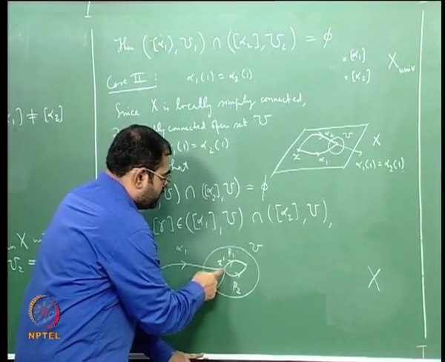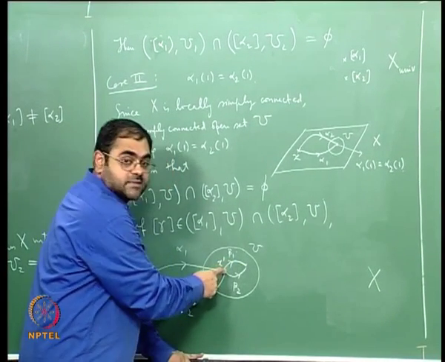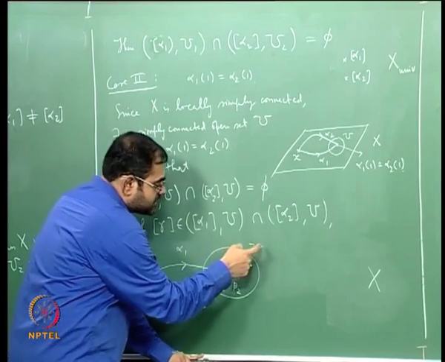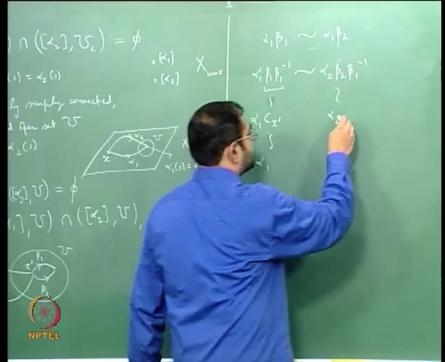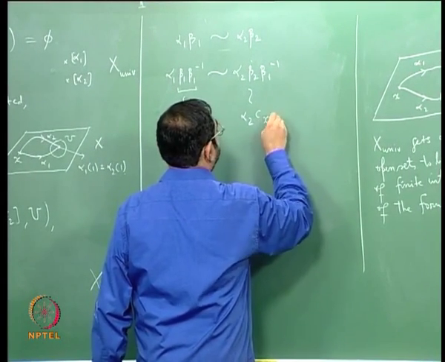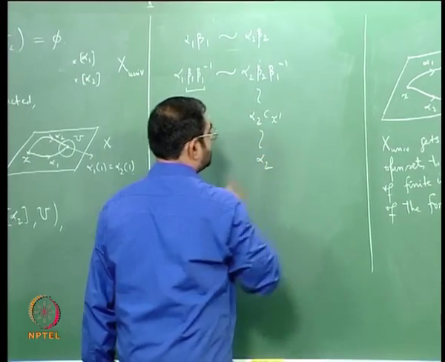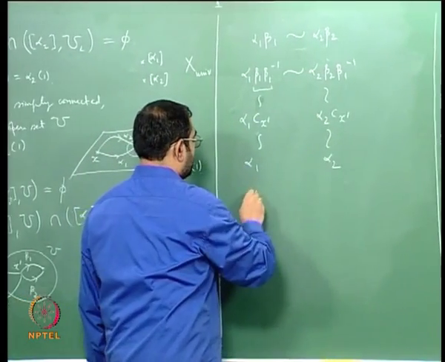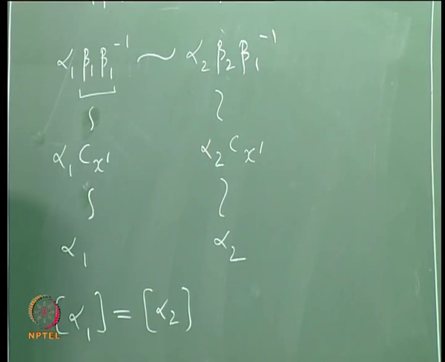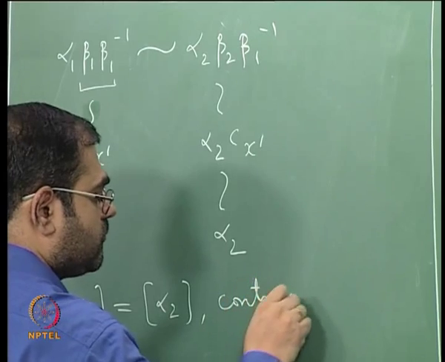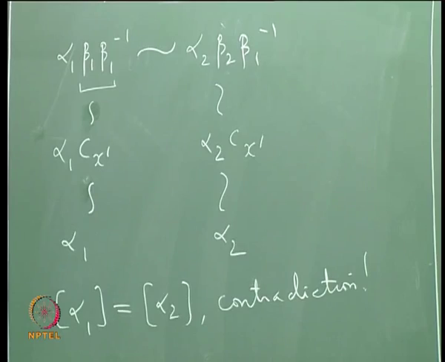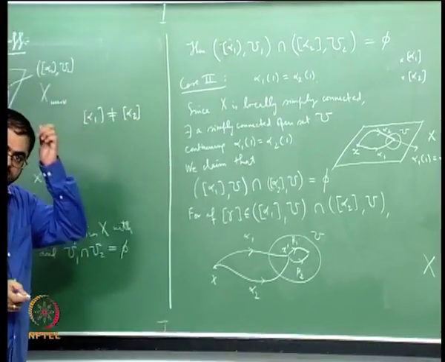So you see beta 2 followed by beta 1 inverse is a loop at x prime, so it is homotopic to the constant path at x prime because U is simply connected. So what is going to happen is that I am going to get C x prime here also, and that is homotopic to alpha 2. So the upshot of the story is that alpha 1 is equal to alpha 2 up to homotopy, which is a contradiction. So this contradiction tells you that this intersection is indeed empty and therefore the Hausdorffness is proved.